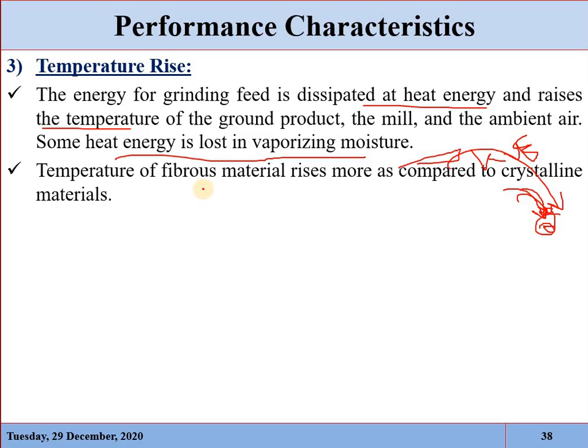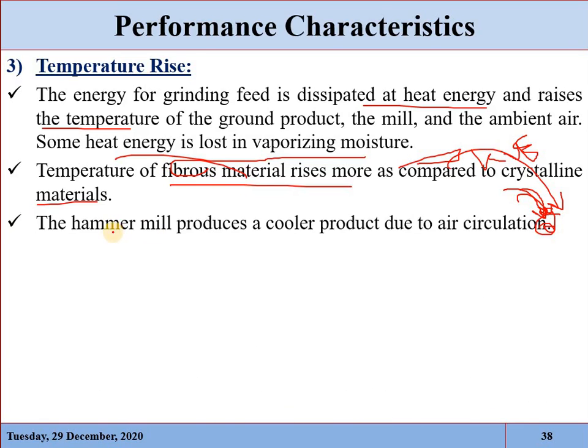The temperature of fibrous material rises more as compared to crystalline material, which we have discussed. Like we have three types of product: fibrous, sticky and dry. So the temperature of fibrous material rises more as compared to the dry product. The hammer mill produces a cooler product because the hammer mill has an open casing, so the temperature generated there will be easily circulated in the surrounding.